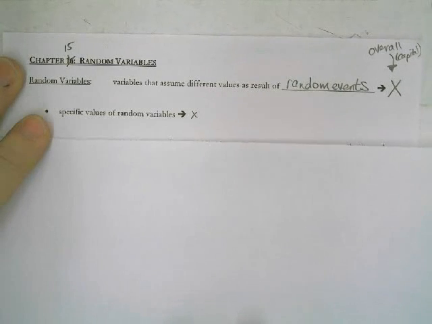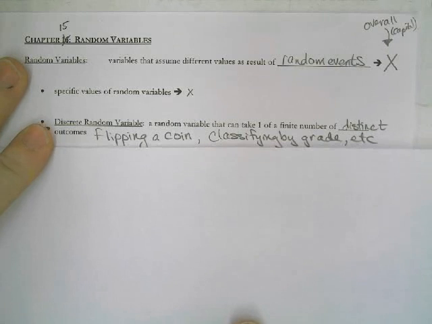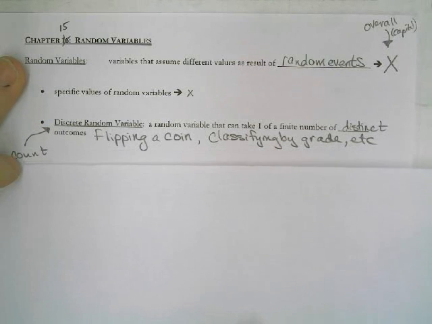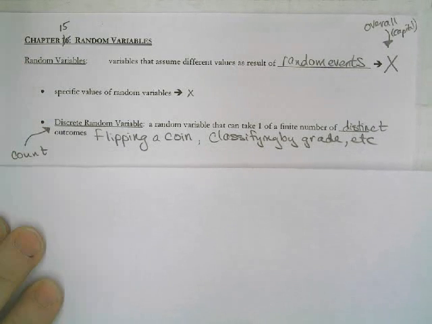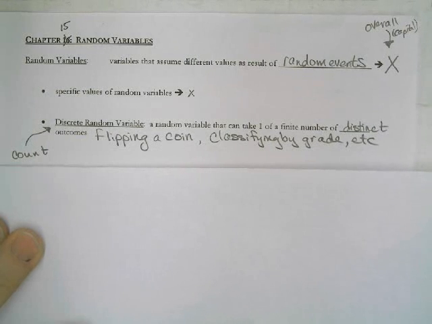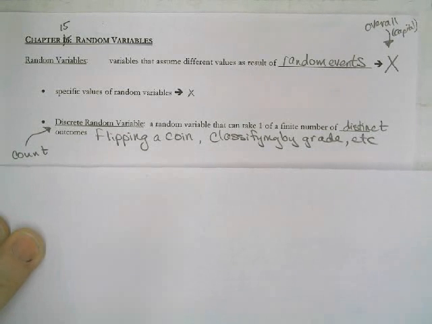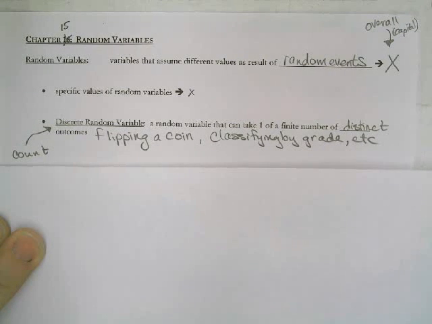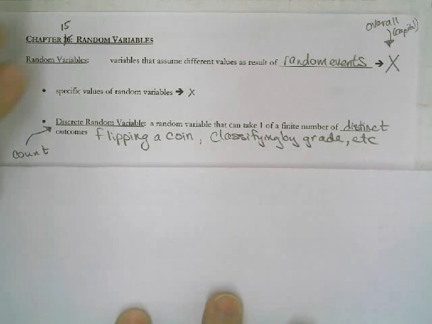Okay? A discrete random variable is a random variable that can take a finite number of distinct outcomes. It's very exact. There's no options. You're in this category, this category, this category. Okay? So flipping a coin, classifying people by their grade, things like that, those are a finite answer. You can't have decimal answers or other things like that.